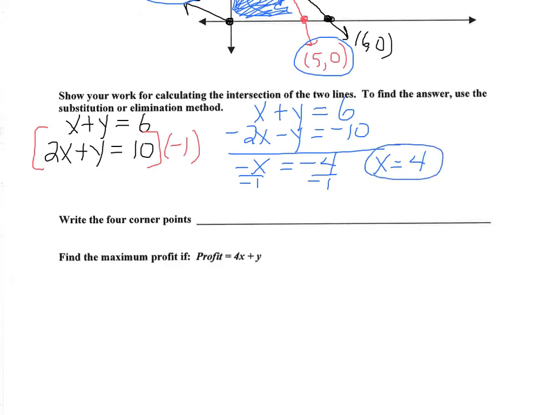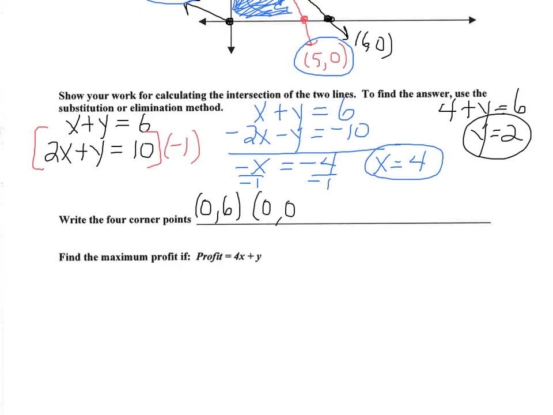Now I've got to plug x equals 4 back into one of those two equations. I think I'm going to choose to plug it into that top equation because that seems pretty easy. So I would have 4 plus y equals 6, which means that y would be 2. So my missing corner point is the coordinate (4, 2). So let's list our 4 corner points. (0, 6) was one of them, and (0, 0) was one of them, and (4, 2) I just calculated, and (5, 0).